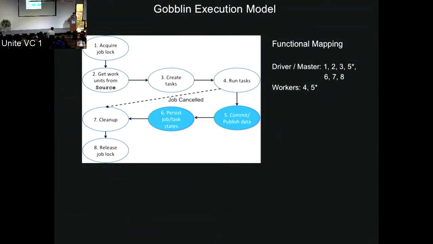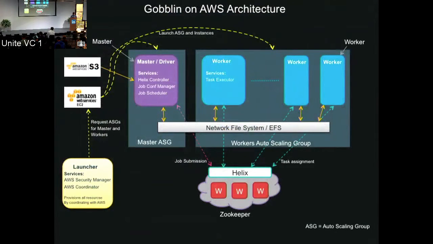With that context in mind, today most of our jobs that run on Gobblin in MR mode, the JVM that launches it creates the job, that's the master driver, and the mappers are the workers which execute those individual tasks. On a similar model, we have Gobblin on AWS, where we use Helix for most of the job execution coordination.